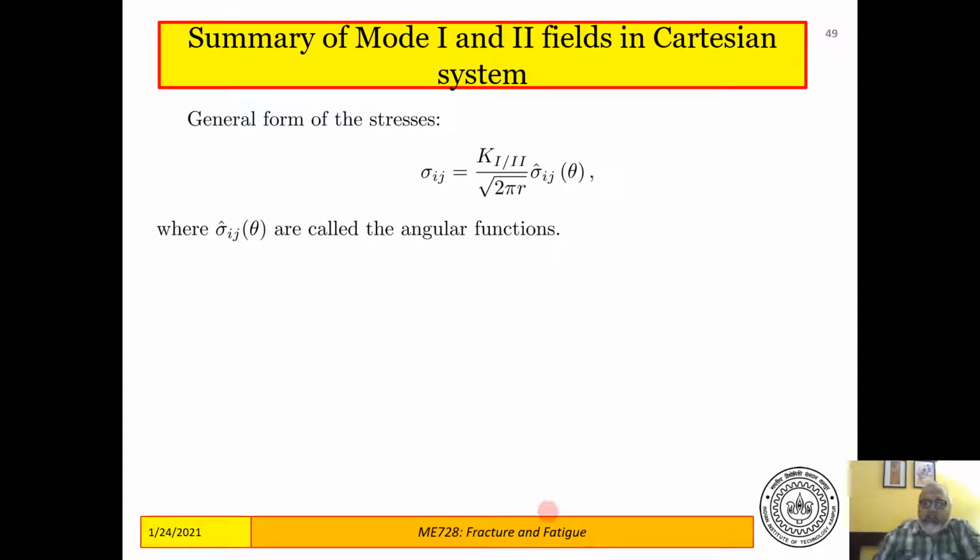So this is where we were in the last class. What we derived in the last class was the Williams solution for an infinitely sharp crack which is isolated far away from any boundaries of the body.